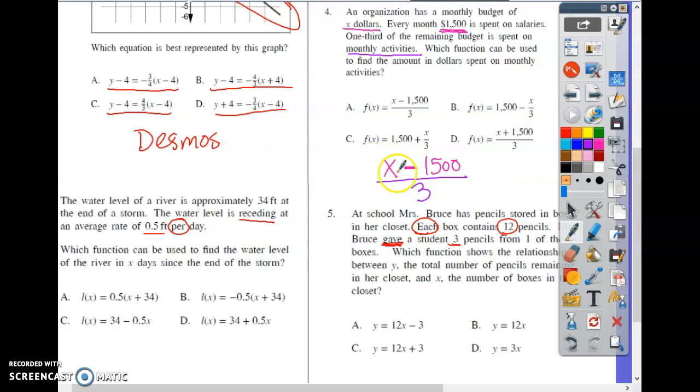You started with X amount of money, you pay people 1,500 every month, and from the remaining, what you have left over, 1/3 of it, and 1/3 is divided by 3. There's an invisible one in the front. 1/3 of it is spent on monthly activities. So they want to know how much is spent on the monthly activities. The answer would be A. Okay, this one was a little bit harder than the rest of them.